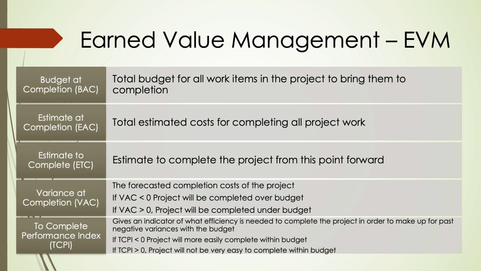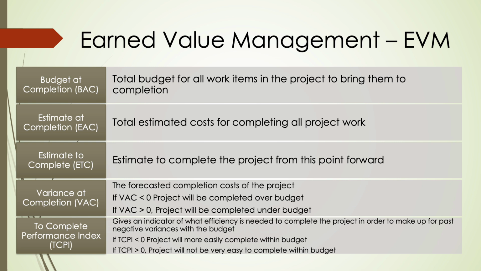Now let's move into forecasting project outcomes with a few key terms. Budgeted completion is simply the total budget planned for the project when it's fully done. Estimated completion is the current updated forecast of what it will cost to finish everything. Estimate to complete is the cost needed from today forward to finish the remaining work.